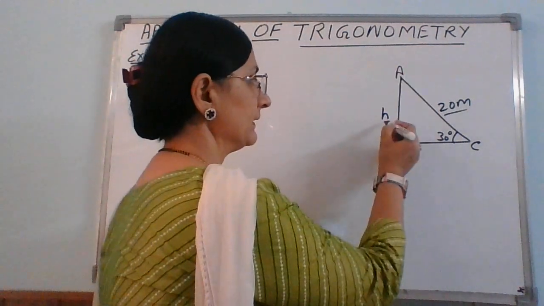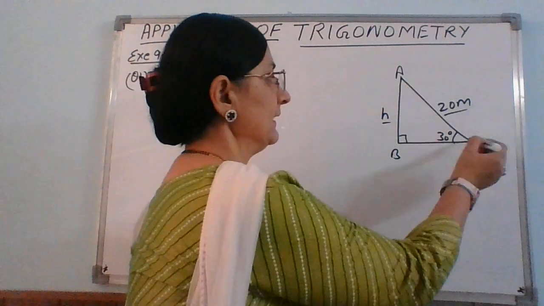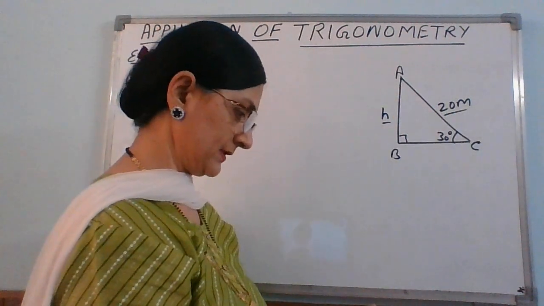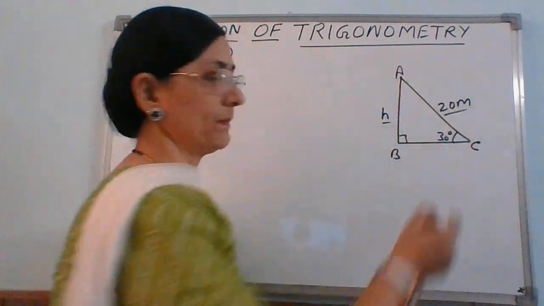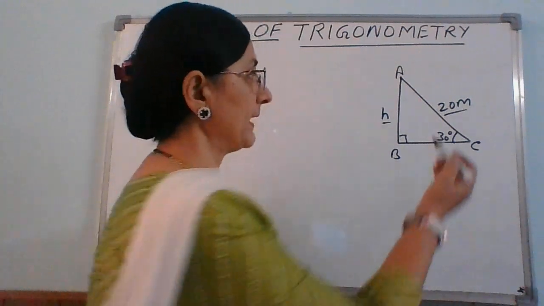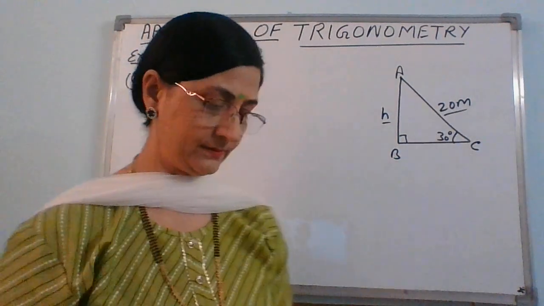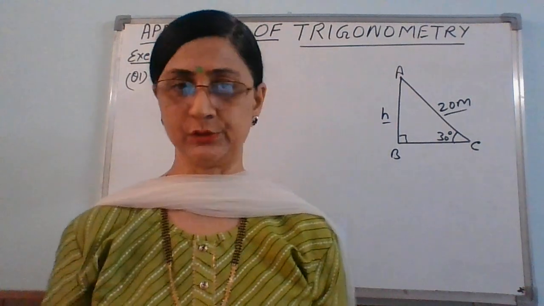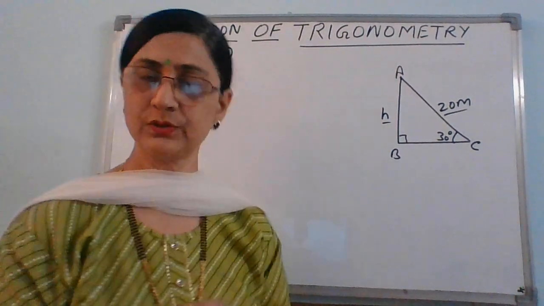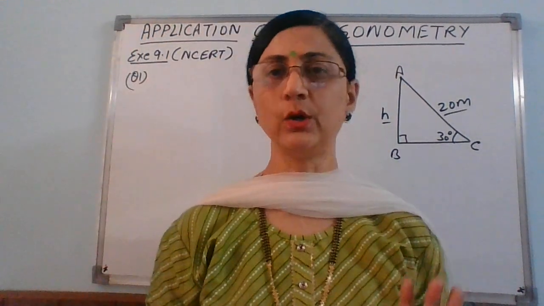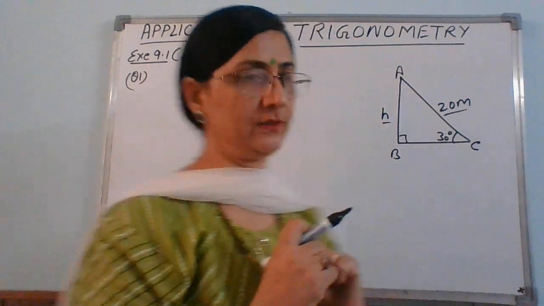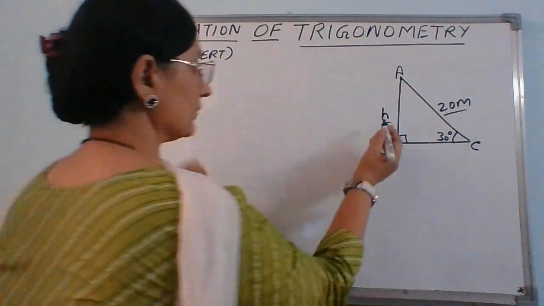This is a pole. This is the height of the pole, and what is this rope? The rope is tied here on the top, right? So the angle which is formed by this rope is 30 degrees, right? Now you have to find the height of the pole. So this is question number 1 of exercise 9.1 NCERT. Okay, now let us solve this. How to find this h?